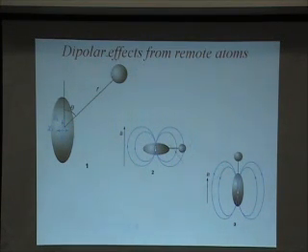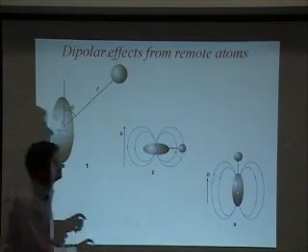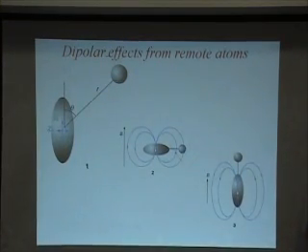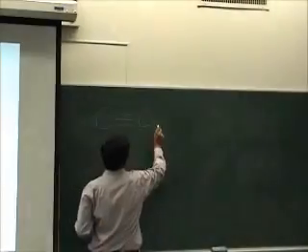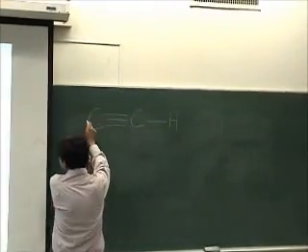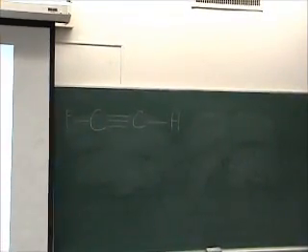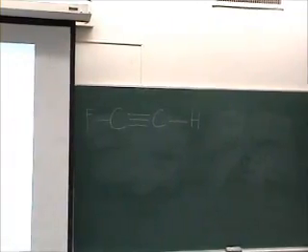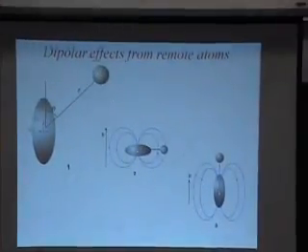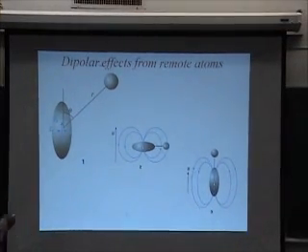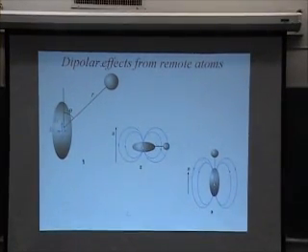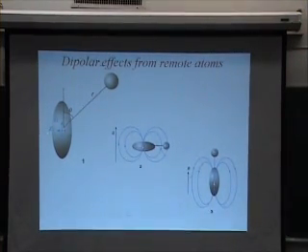Suppose you have fluoroacetylene. Now this H is this particular species, and the rest of the molecule is represented by this ellipse. This is a triple bond as well, and all. So this is the rest of the molecule.